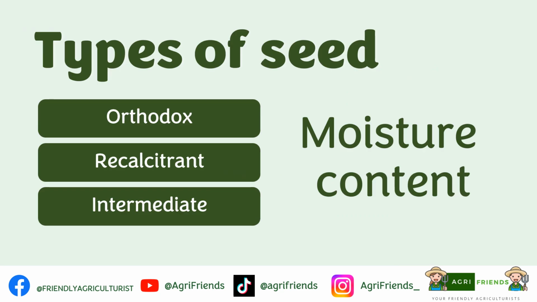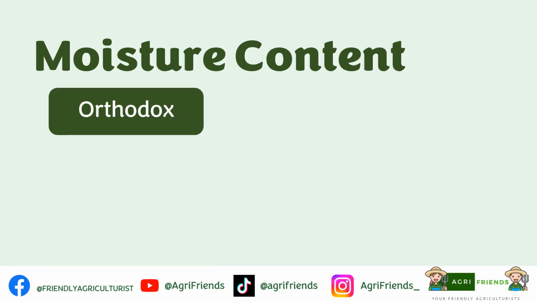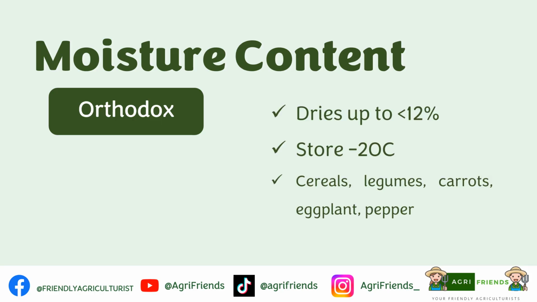Now let's discuss the types of seeds based on the moisture content during storage. So we have the orthodox seeds, recalcitrant, and the intermediate seeds. The orthodox seeds are those seeds that can be dried to a low moisture content, around 5 to 12 or less than 12%, and they can be stored below freezing temperature such as -20 degrees Celsius for a long period of time without losing their viability.